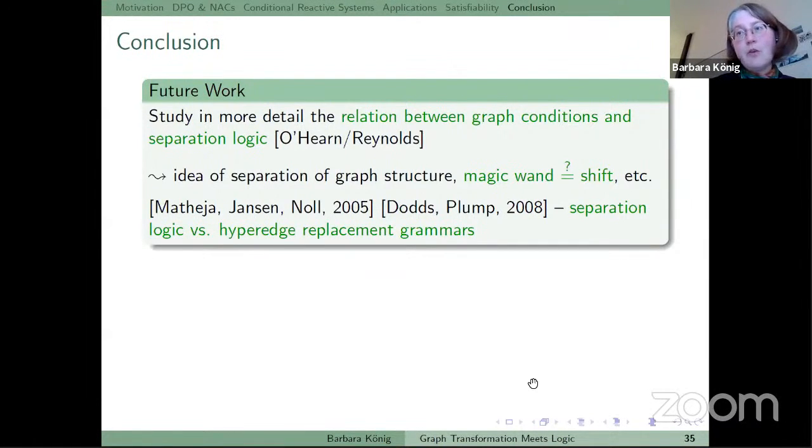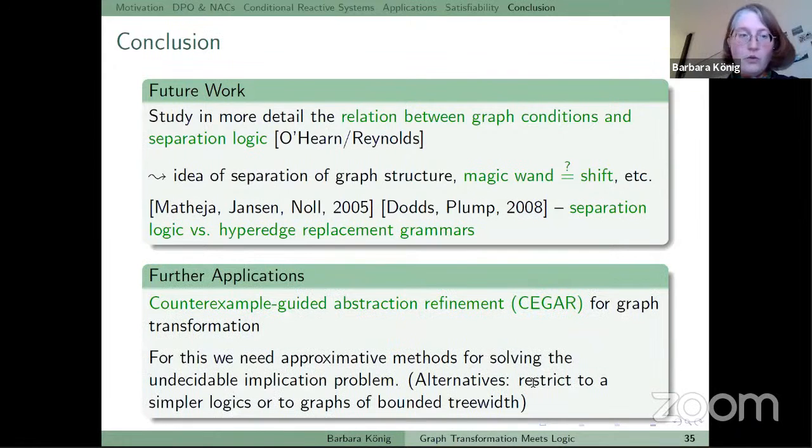Whether maybe one could study in more detail the relation between graph conditions and separation logic. I mean, separation logic is a very successful framework for verifying pointer programs, heap structures. There's a lot of publications on it. And there's one operator that is called the magic wand that in some way looks a bit related to a shift. So I wonder whether this has been studied in more detail. But there are, of course, papers explaining the relation between separation logic and hyperedge replacement grammars. So in that sense, this has been studied, but maybe there's more to be said about this story.